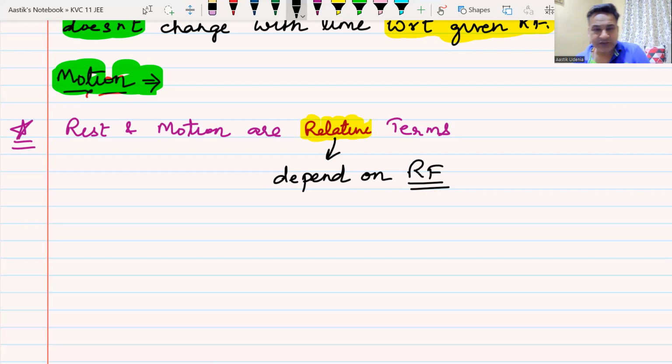If you are looking at the motion from a moving bus, motion would look different. If you are looking at the motion from the ground, the motion would be different. Rest and motion are relative terms. Do we understand now what we mean by the term relative? Okay.